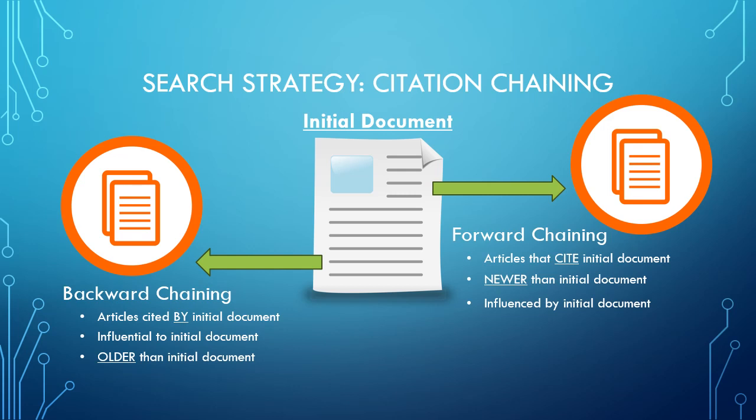Forward chaining is a bit more complicated to perform than backward chaining because we aren't provided a handy list of citations at the end of our document. If your institution has access to Web of Science or Scopus, you have access to cited by links provided in these databases. If you don't have access to these tools, don't worry. Google Scholar also includes cited by links to discover documents that cite your document.